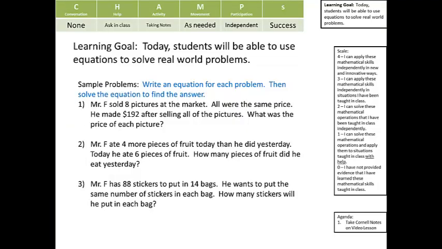Alright, so for our last sample problem, Mr. F, who's been very busy today, has 88 stickers, and he wants to put them into 14 bags. And he wants to make sure it's the same number of stickers in each bag. I want to know how many stickers will go into each bag. And again, since the key here is we know it's the same number of stickers, we're going to be able to use multiplication in order to solve this.